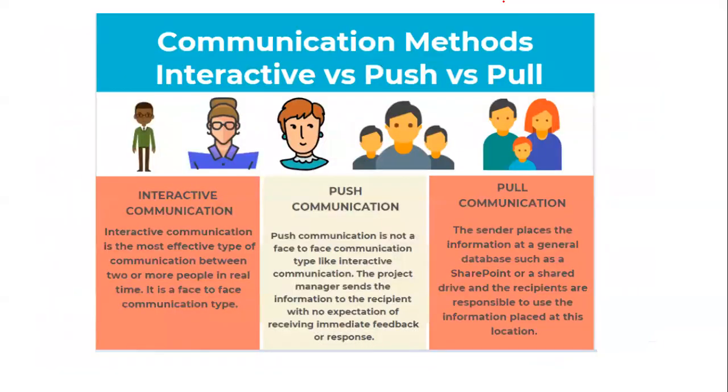Okay. Then the next one we have is communication methods: interactive, push and pull. Interactive communication is one of the most effective forms of communication, which is face-to-face communication. Push communication is not face-to-face. For example, your project manager sends information to the recipients with no expectation of receiving immediate feedback. So there is no expectation. It is just an act done as the process requires. Pull communication, the sender places the message or information at a shared point, where the recipients are responsible for using the information at that location.